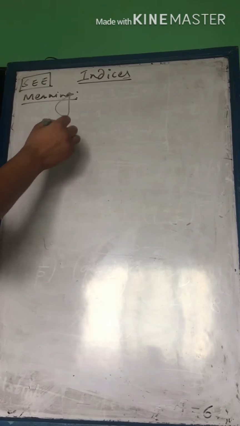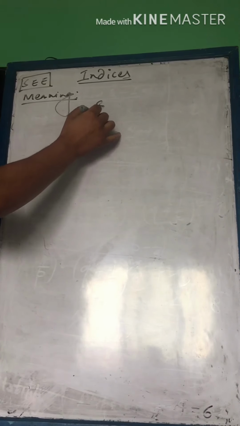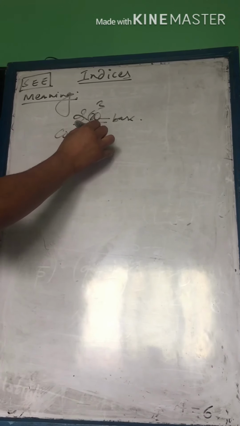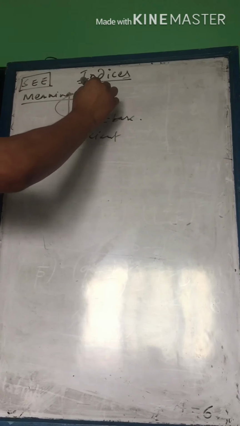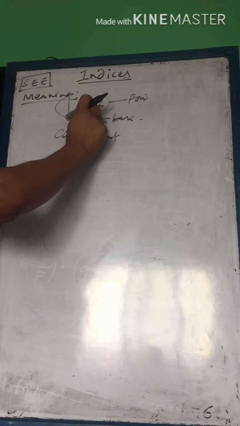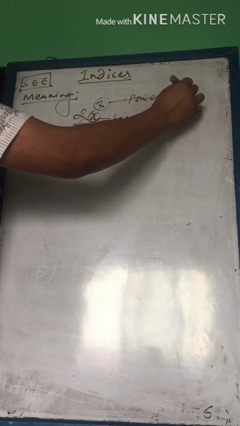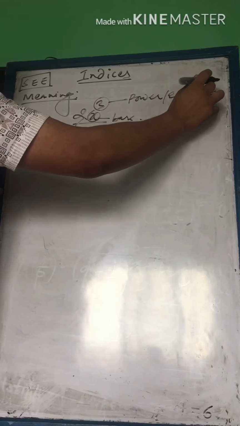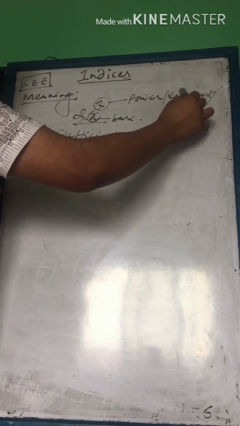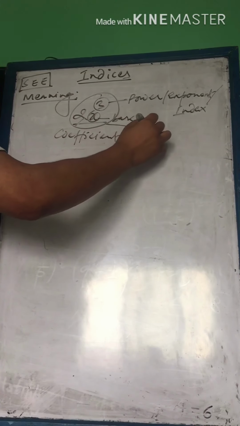What does this mean? Generally you have seen this term. This is a term, you know. It consists of a base or variable, which is known as a base. This is a coefficient, which we have learned already. This is a power. The number or quantity which is raised to the base is known as power, or exponent, or index. As a whole we call these an index number.